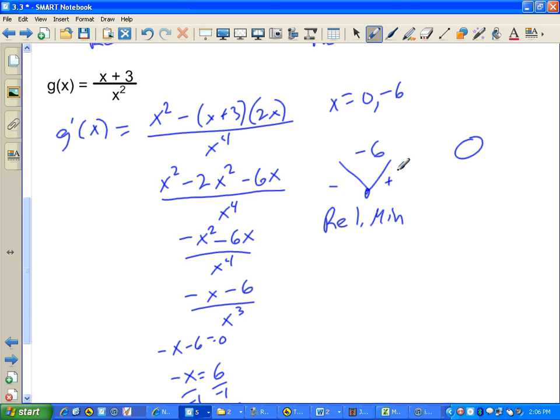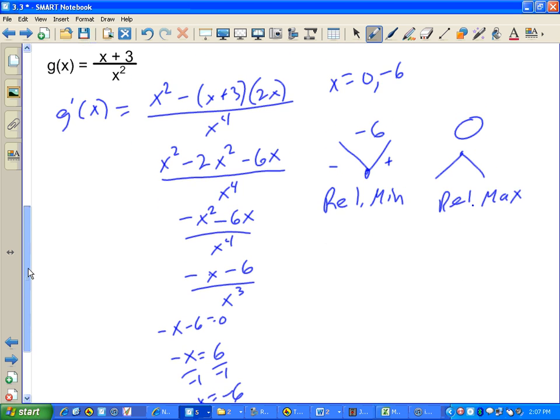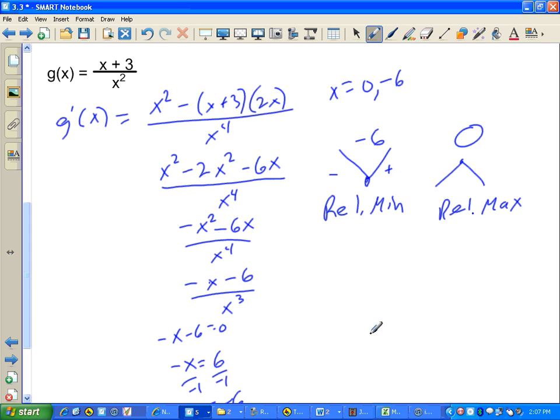Now 0. I just tried negative 5, which is left of this, and I got a positive slope. Now if I put in 1, I have negative 1 minus 6, which is negative 7, over 1 cubed, which is 1. Negative over positive is negative slope. So this is a relative max. Okay, and that's how the first derivative test works.